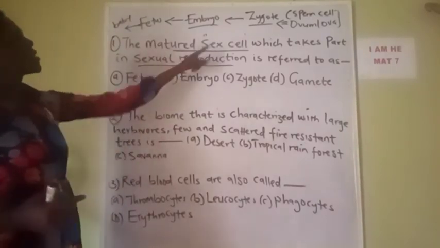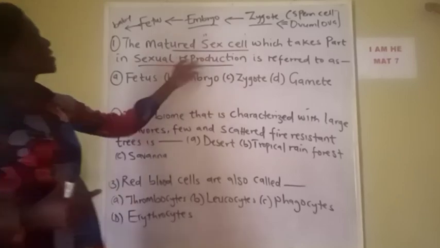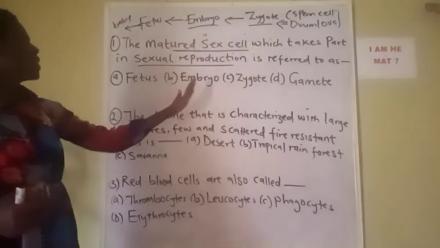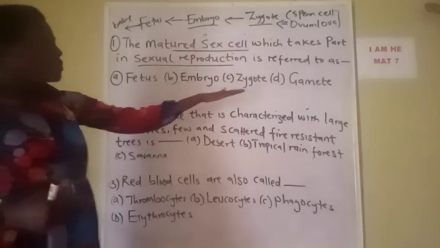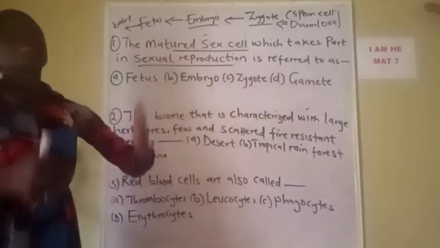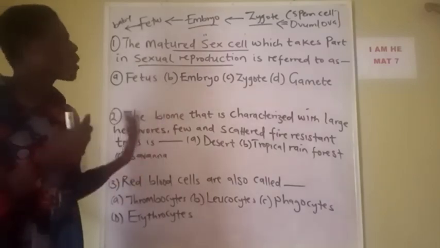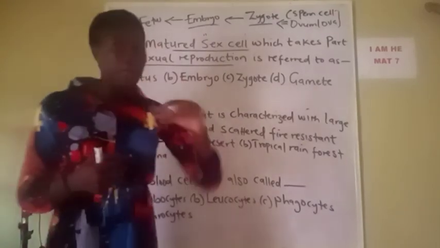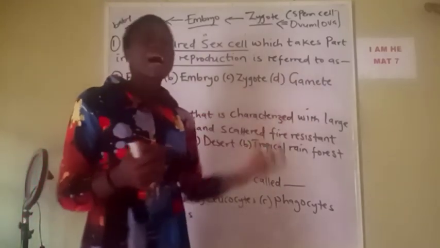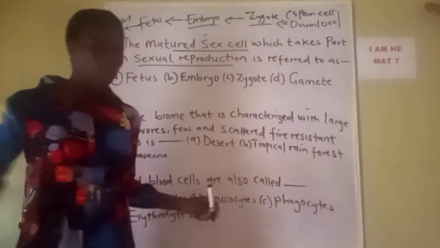Now they said the matured sex cell which takes part in sexual reproduction. These fetus, embryo and zygote are not actually the sex cell. They are the developmental processes that come when the sex cells meet. Now what are gametes? Gametes are the sex cell. Just take note of that.